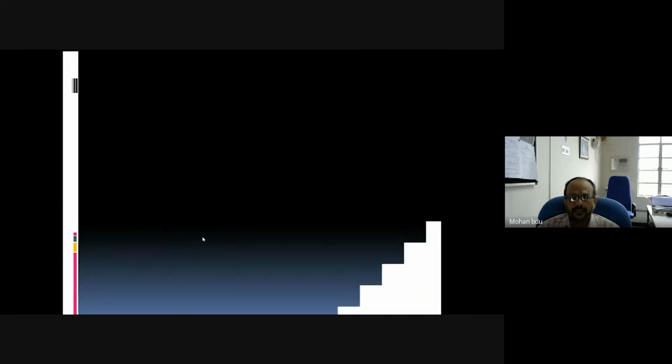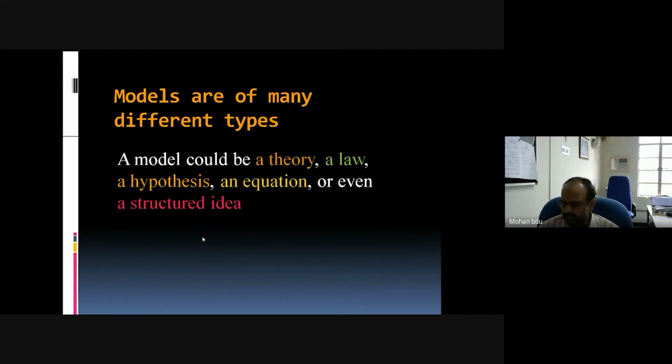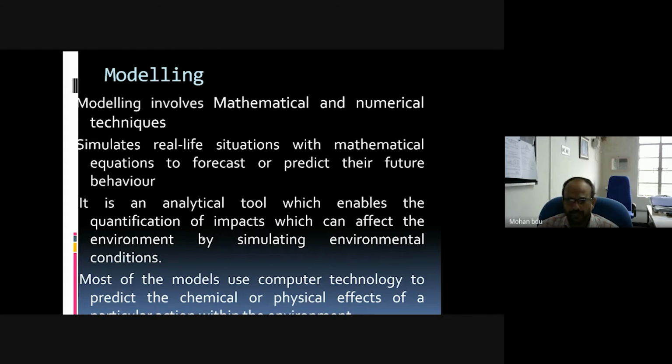And also, there is another method to assess or predict the impacts of the development project on the environment, that is modeling. A model is something which mimics the real world, or a model could be a theory, a law, hypothesis, or an equation, or even a structured idea. Modeling involves basically mathematical and numerical techniques. The model tries to simulate real world situations with mathematical equations to forecast or predict the future behavior.